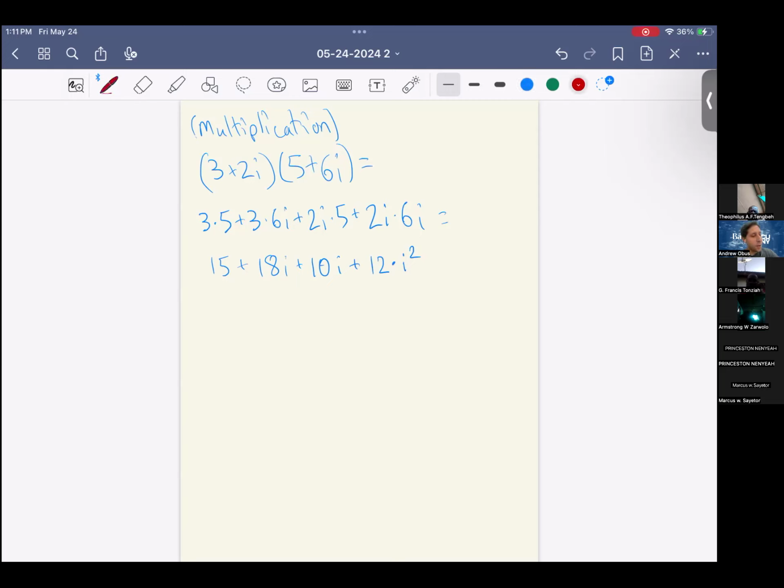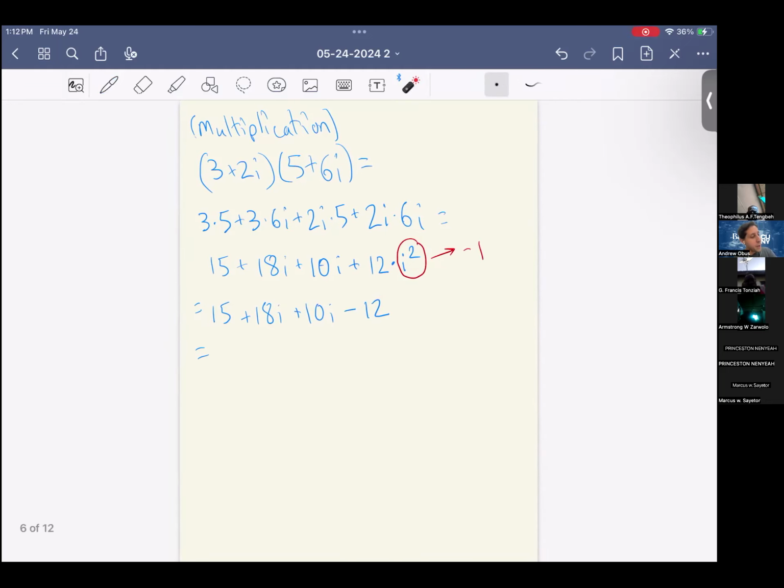But what's i squared? I squared is equal to what? Remember, how was i defined? Minus 1, exactly, right? So i squared is minus 1. So what we have here is that this is actually equal to 15 plus 18i plus 10i minus 12, right? Because we're adding 12 times minus 1. So 12 times minus 1 is the same thing as minus 12. So we're adding minus 12, so we subtract it. And yes, that's exactly right.